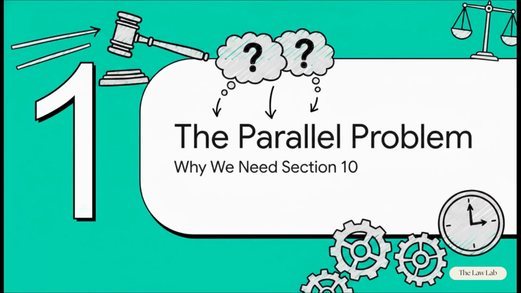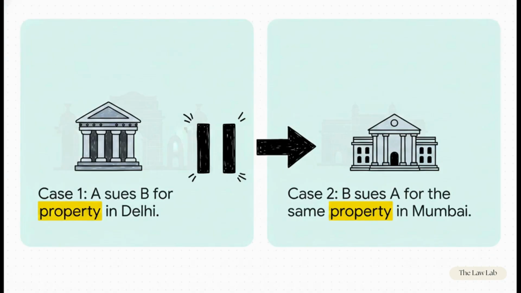All right, Section 1, the parallel lawsuit problem. Let's look at exactly why we need Section 10. Let's say you've got Party A, and they file a lawsuit against Party B over a disputed piece of land, and they file this in the Delhi District Court. Now, Party B, maybe as a delay tactic or maybe just out of pure frustration, retaliates. They go and file another suit regarding that exact same piece of land, but over in the Mumbai High Court.